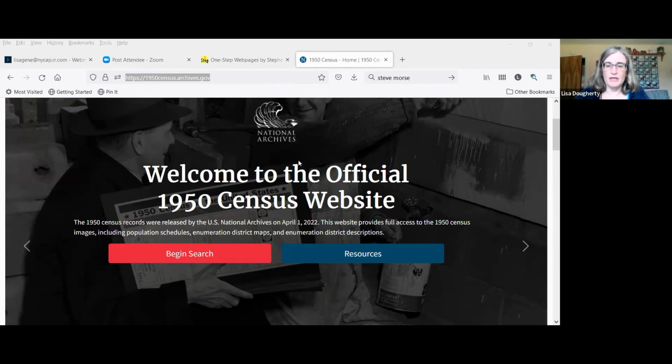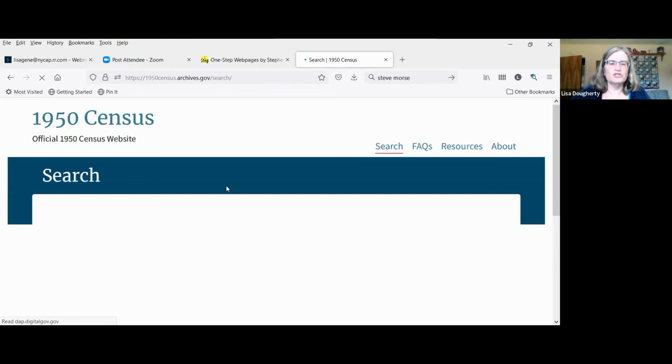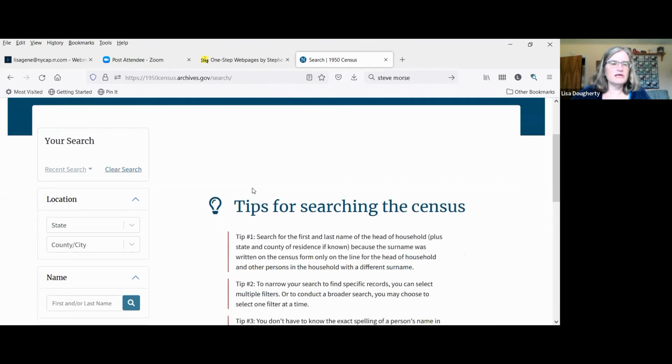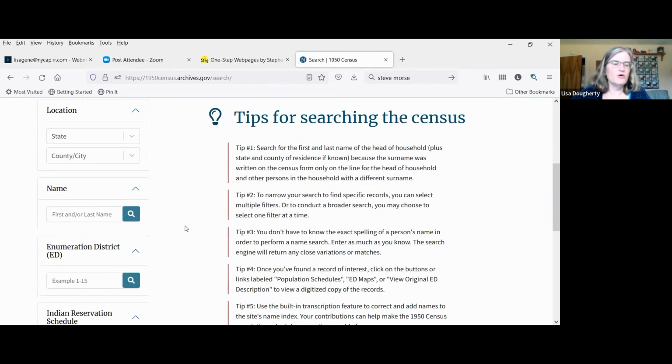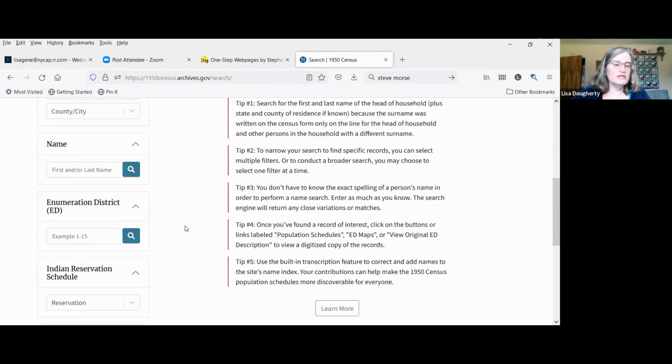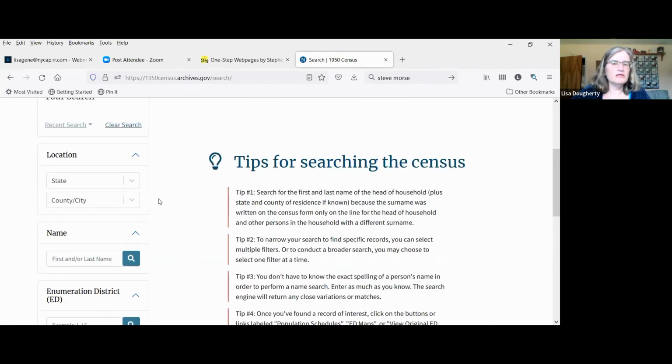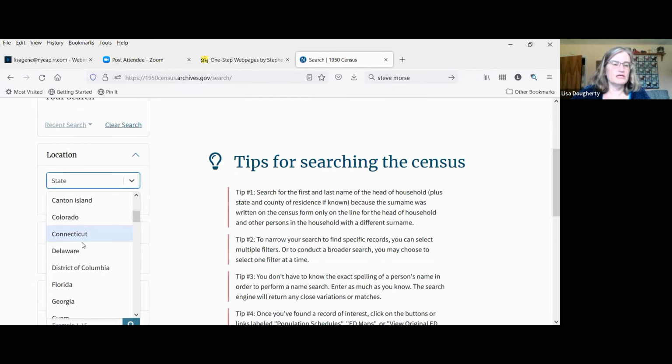All right, if everybody can see my screen, I'm on the 1950 census website. If we're going to search, we go into search. On the left-hand side, we have some utilities for searching: location, name, ED, if you know what the ED is, and if you want to look at an Indian reservation schedule, we have that. A lot of times most people would go in and look for information in a city or a state.